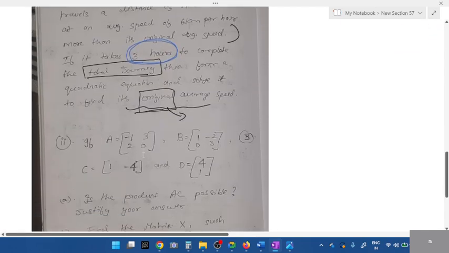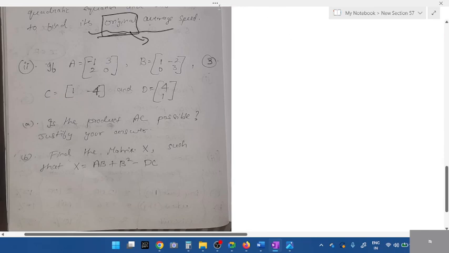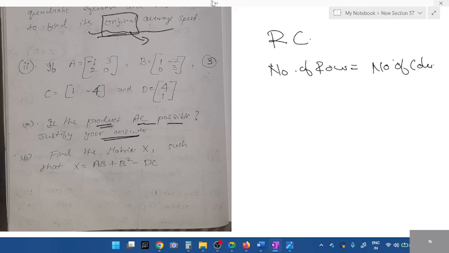Matrix. See, in matrix you have got confused. Is the product AC possible? What do you mean by product, students? Addition, subtraction, multiplication, or division? Product meaning is multiplication. Remember, whenever they ask such a question, if they give any two values, the concept is R and C. You have to multiply. What is RC meaning? Number of rows should be equal to what? Number of, what does C stand for? Number of columns. Sorry, CR.